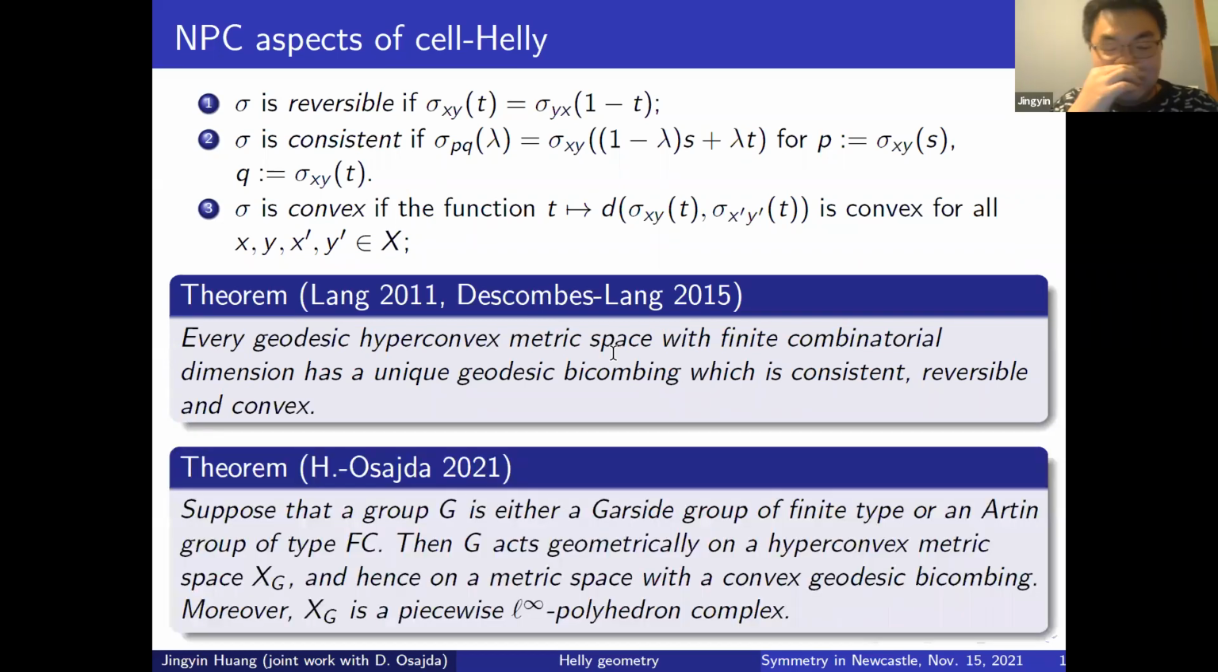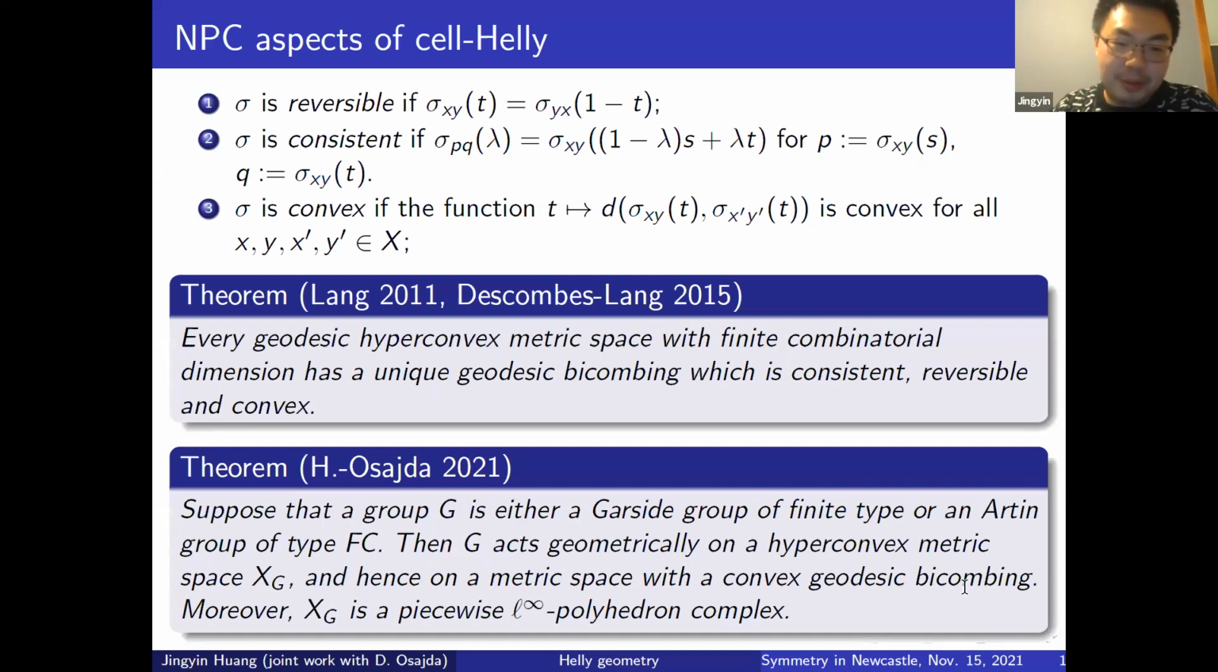Now, putting all this together, this is what we get. If I take a group which is either a Garside group of finite type or an Artin group of type FC, then in the end we have a group acting geometrically on a hyperconvex metric space. Hence, since a hyperconvex metric space is a metric space with a convex geodesic bicombing, any such group acts geometrically on a metric space with a convex geodesic bicombing.